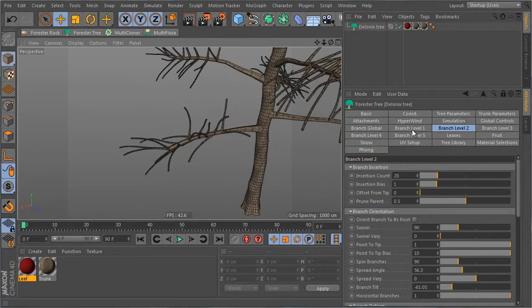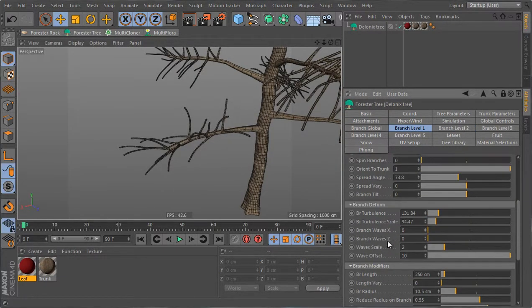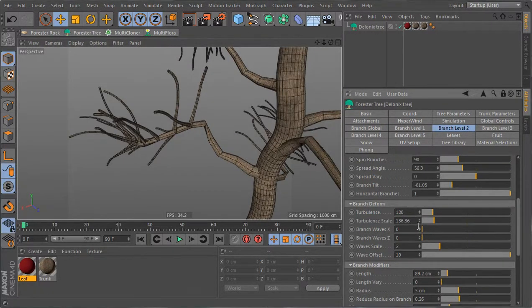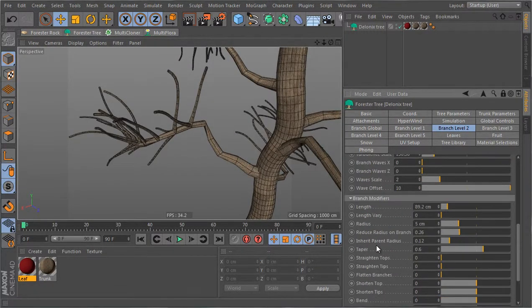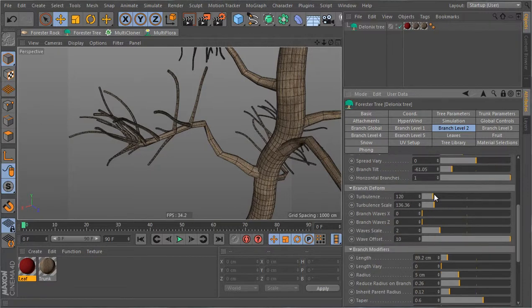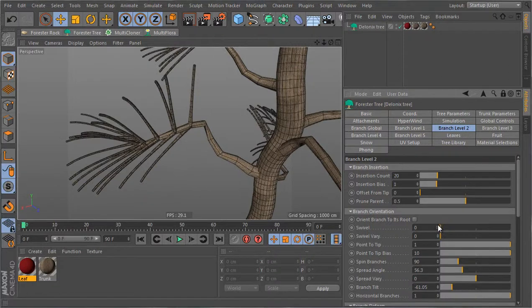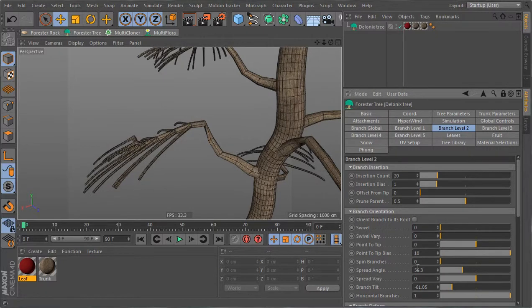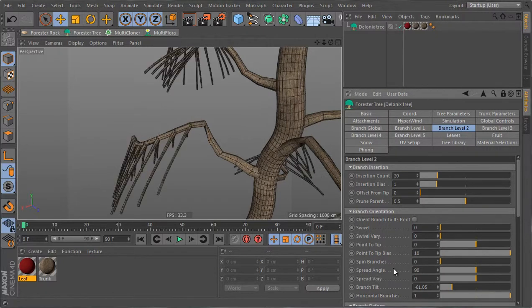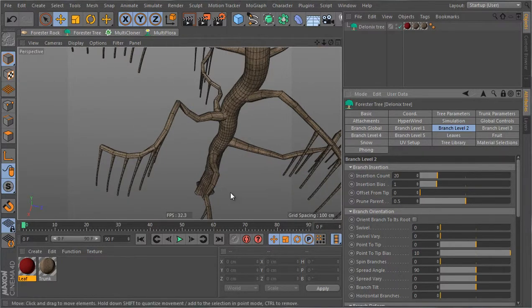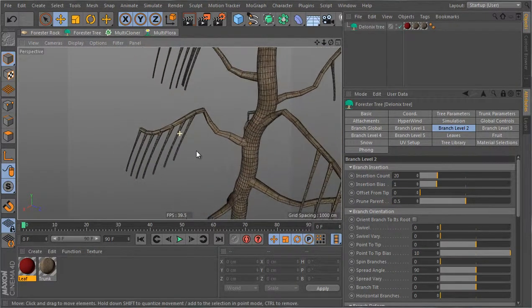So to illustrate this more clearly, I'm going to go to branch level 1 and I'm going to increase the turbulence. So if I go to branch level 2, I'm going to decrease the turbulence over here so we have a clearer view. If I set the swivel value to 0 and the point to tip value to 0 as well, I'll set the spin branches to 0 and the spread angle to 90 degrees. The branch tilt, I'll set it to 0, and the horizontal branches I'll set to 0 as well.